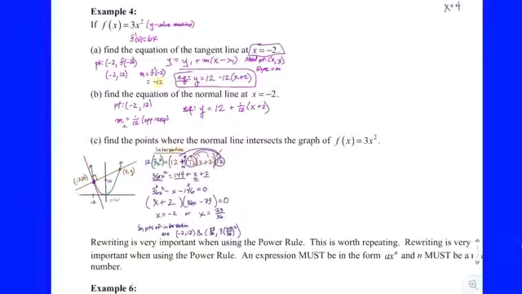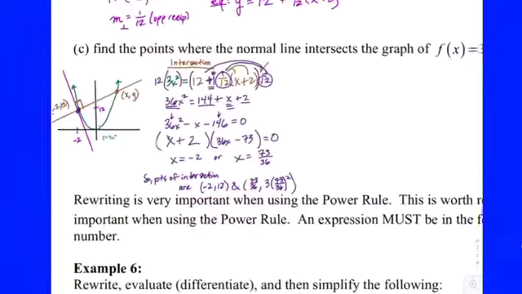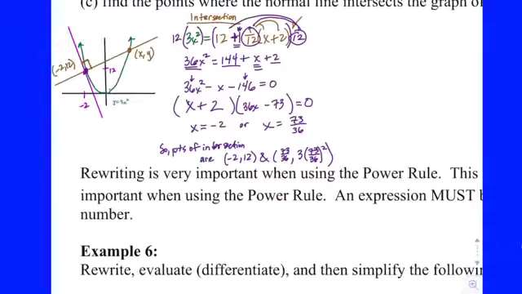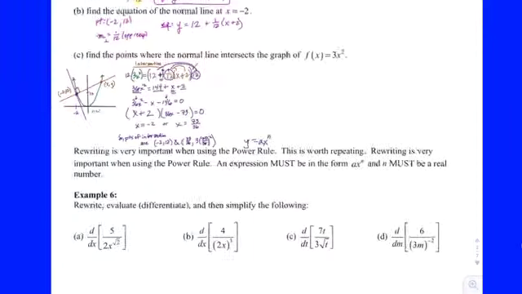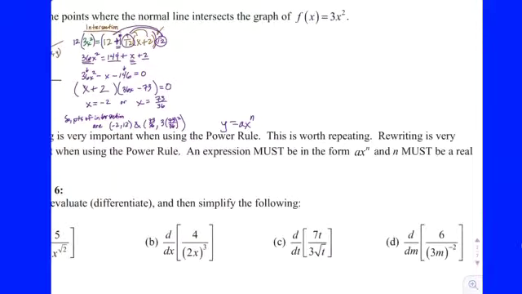So multiple steps problems, begin with the end in mind. I needed a point, I needed a slope, so I went out and got them, and then I brought them back, and then I assembled them in my beautiful floral bouquet, which was the equation of the line. Okay, so as you already know, rewriting an expression or a function is very important when using the power rule. We have to sometimes manipulate it so that it's in the form y equals a times x to the n. It's worth repeating. Rewriting is very important.